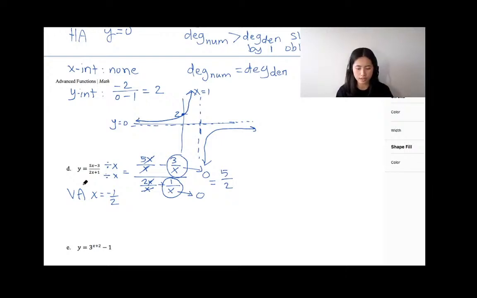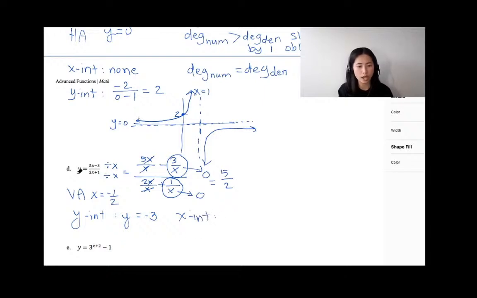So you have 5 times 0 minus 3, and then in your denominator, you're going to plug in 2 times 0 plus 1. So you're going to see that your y is equal to negative 3. So the y-intercept is y is equal to negative 3. And that's it. Plug in 0 whenever you see an x, and you're going to see that it's negative 3. And then your x-intercept, maybe we can write that here.